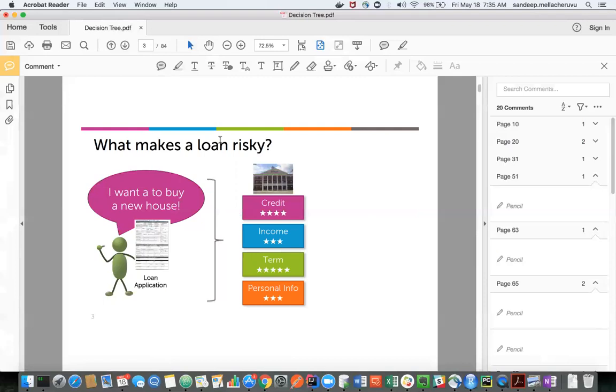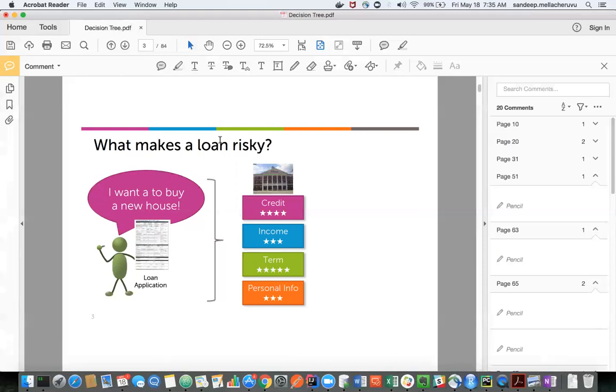Very low income. Yeah, that is also there. So if he is taking a very high loan when his income is very low, that is also very risky. What I mean is, income as well as the loan that you are going to take, both together are going to be very risky. Anything else?